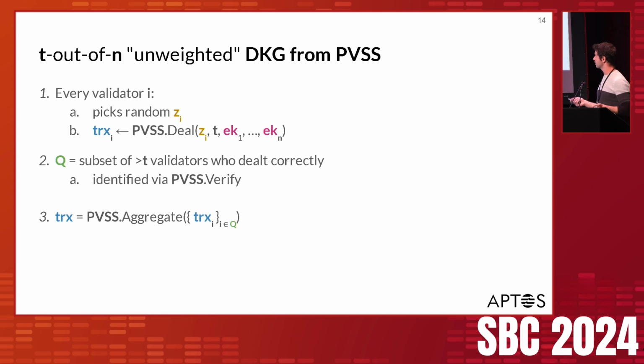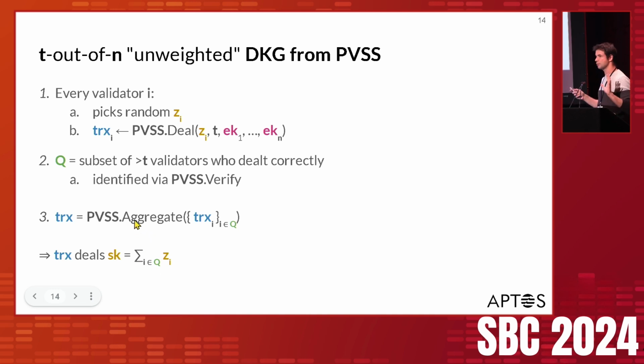And actually, this will be the bulk of the cost of doing a DKG: doing this PVSS verification. Once we've identified the subset, we can aggregate the transcripts into a final one. And this final transcript will actually deal this shared secret SK, which is the sum of the z_i's of the eligible correct validators.